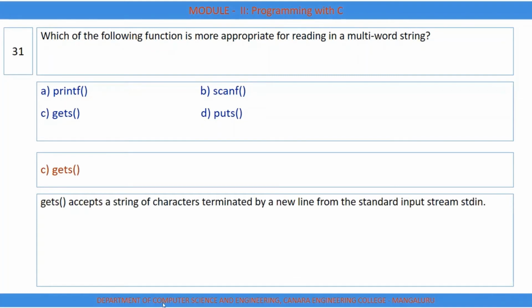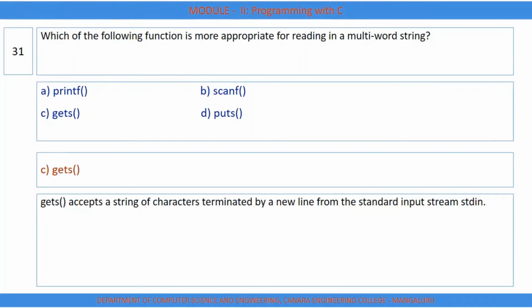Which of the following functions is more appropriate for reading in a multi-word string? Option A, printf. Option B, scanf. Option C, gets. Option D, puts. Answer is option C, gets.